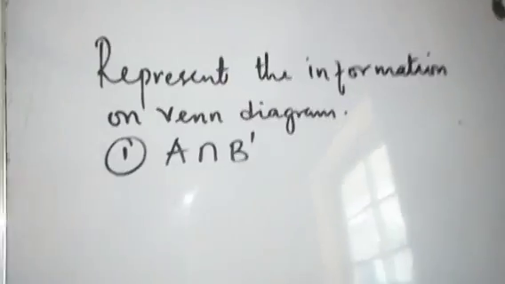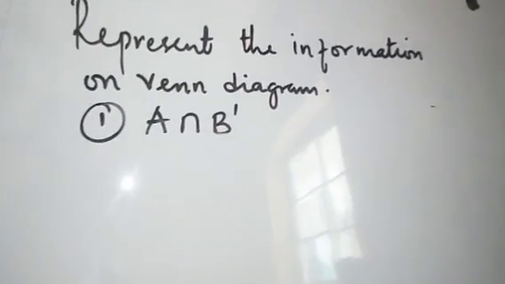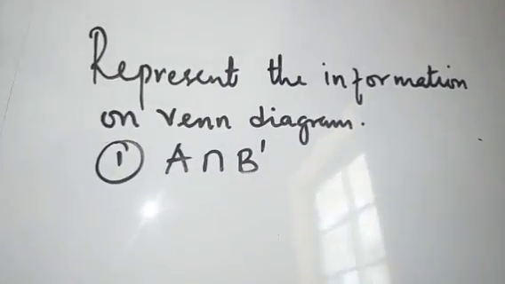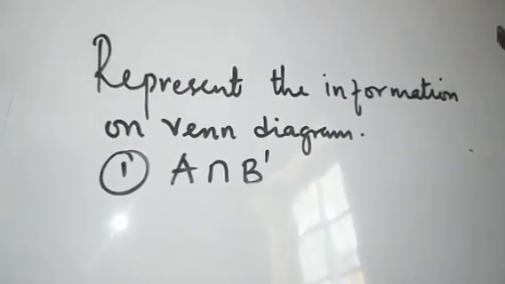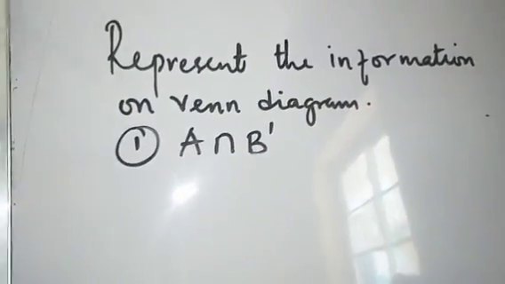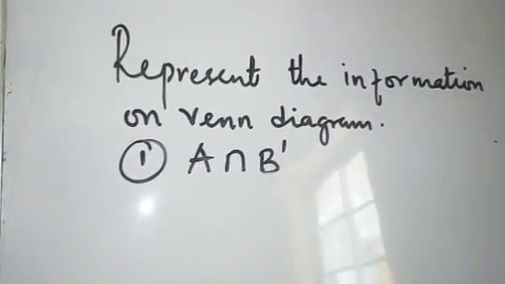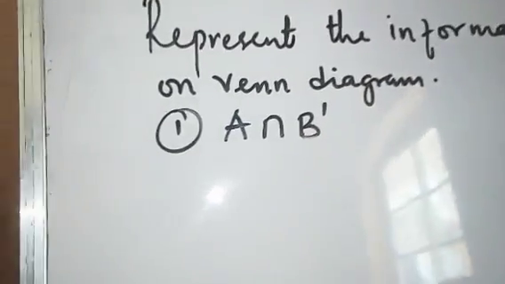Still on our revision on set theory, we shall be looking at how to represent sets using a Venn diagram. And the first question we'll be looking at here is A intersection B prime.